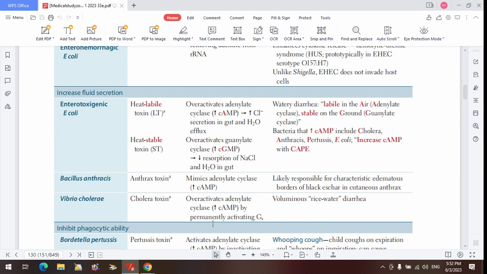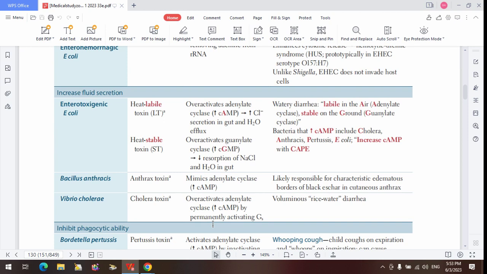The heat stable one uses cGMP. So it stimulates guanylate cyclase, not adenylate, to increase cGMP. And we said the cGMP tries to calm down everything. So it doesn't actively secrete, it rather reduces the absorption from the lumen, bringing about the diarrhea. What's the last one? Anthrax. Anthrax mimics adenylate cyclase so that you can have increased formation of cAMP, and water can be reabsorbed, forming the edematous borders of the eschar.